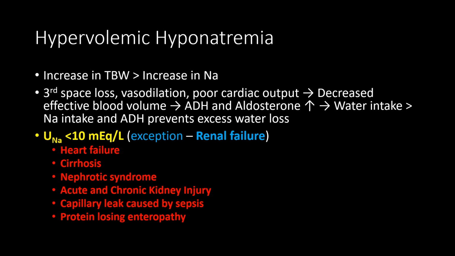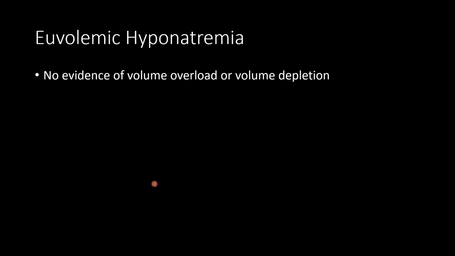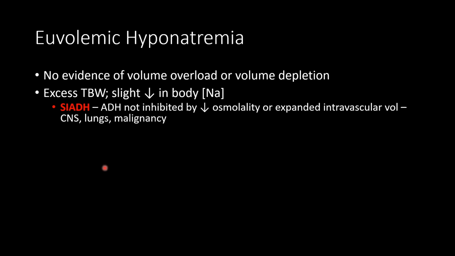Now coming to the third mechanism, that is euvolemic hyponatremia. Euvolemic, the name itself signifies there is no evidence of volume overload or volume depletion. No evidence of volume overload and volume depletion, so how will the hyponatremia happen? There will be excess total body water with a slight decrease in total body sodium. That will lead to hyponatremia. So the prototype condition of euvolemic hyponatremia is syndrome of inappropriate ADH secretion, or SIADH.